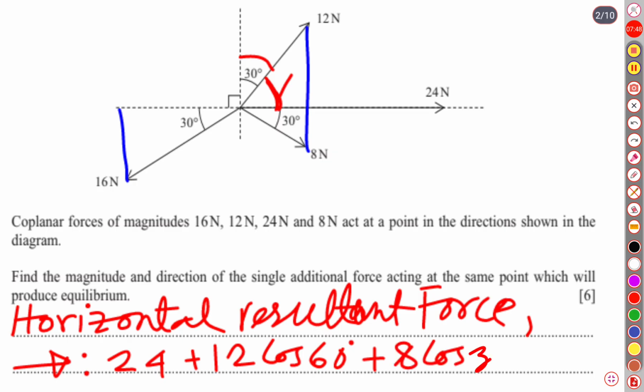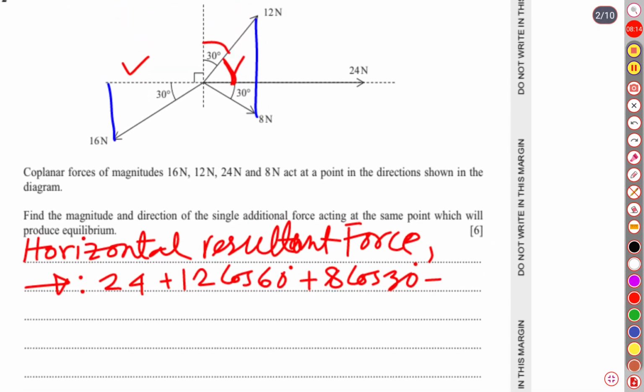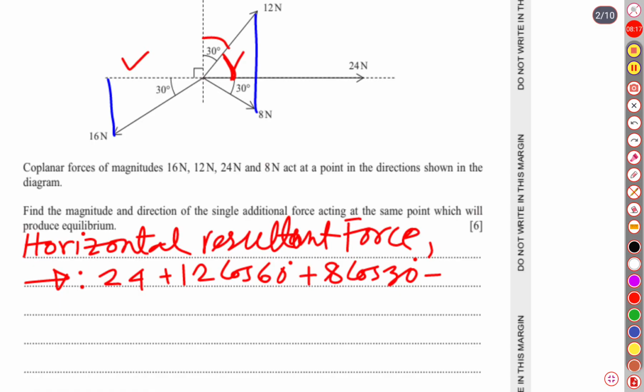8 cos 30 degrees. These are the magnitudes of the forces in the positive direction. Now for the negative direction, for this triangle, the magnitude is going to be minus 16 cos 30 degrees.